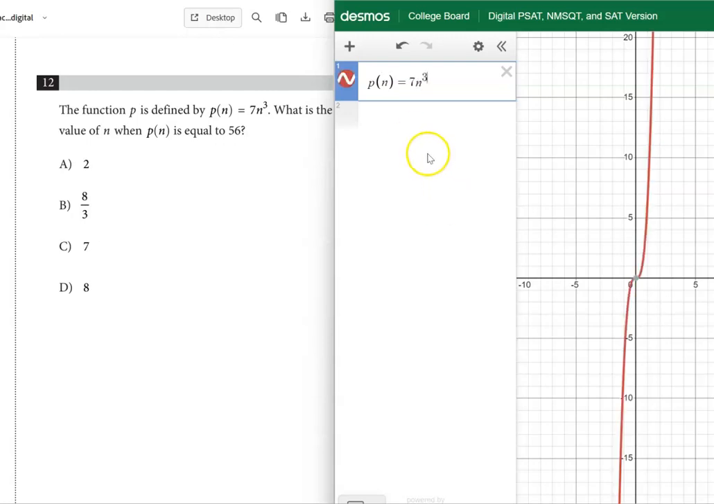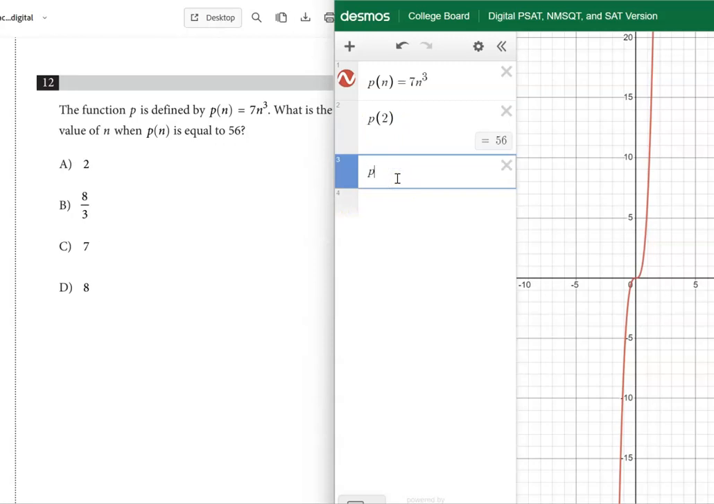So we're going to type it exactly as it appears, and notice it produced a function graph, which looks sort of like a cubic. It is a cubic function. We're looking for the value of n that will give an output of 56. So you're going to type a p, parentheses, and then input the value 2 for your first answer choice, and that was the correct answer. I do want to show you another one just to show you what it would look like if it's not the correct answer.